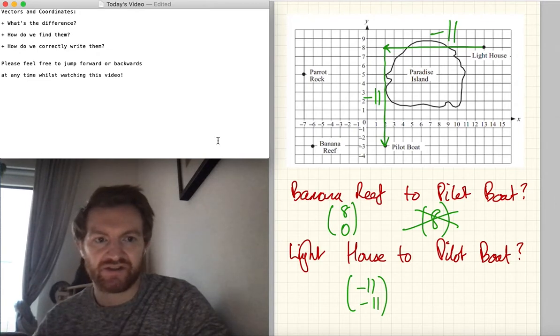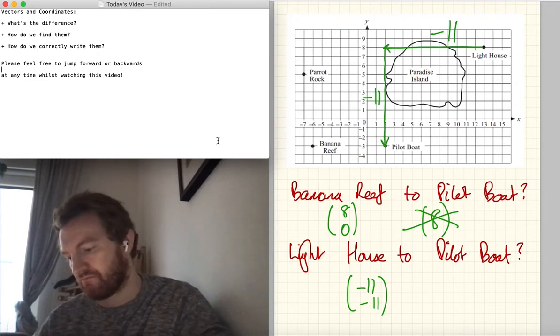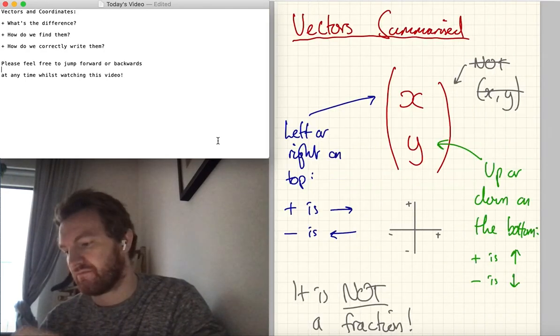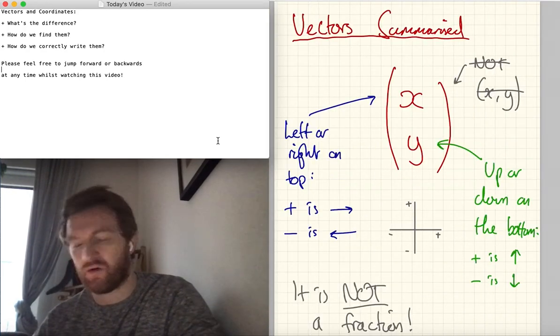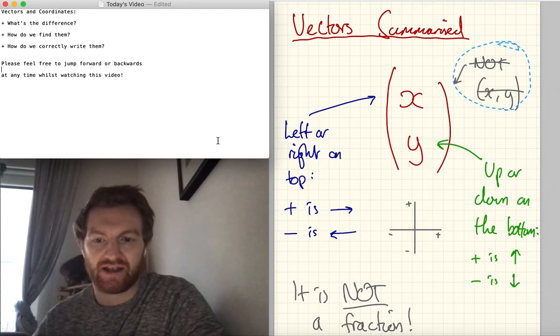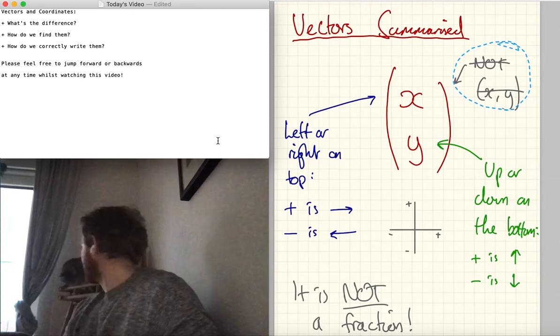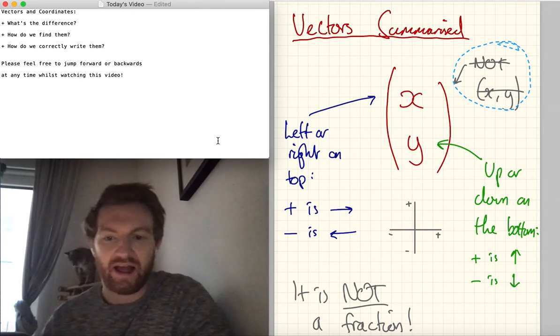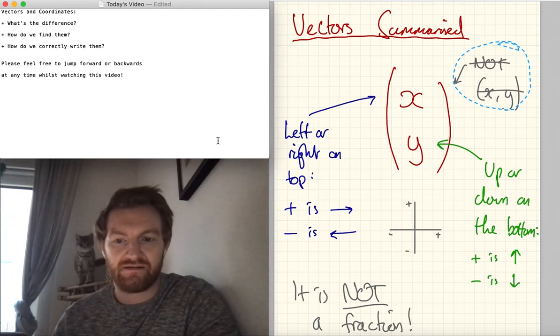So let's just summarize these. Okay, so as you can see, first of all, we don't write it like a coordinate. It is a vector. Coordinates is where something is. Vectors are moving. Isn't that right, Meredith? Yeah? Yeah, Meredith agrees.